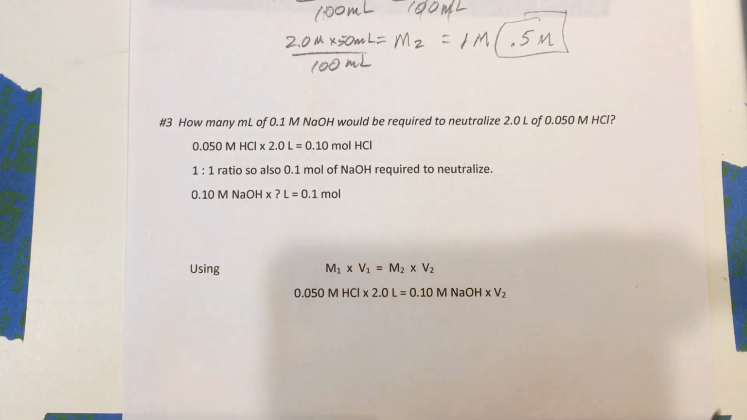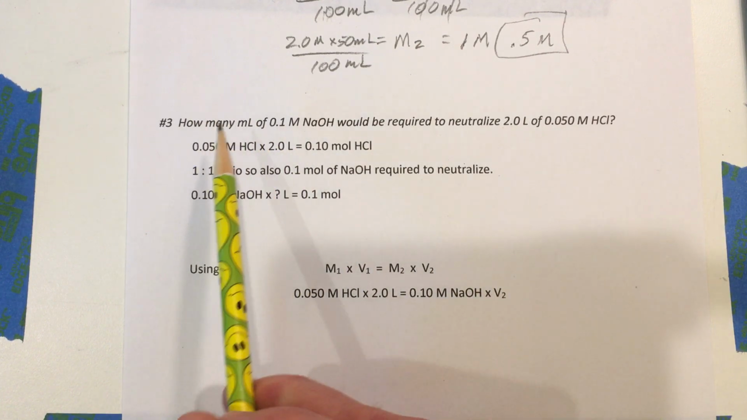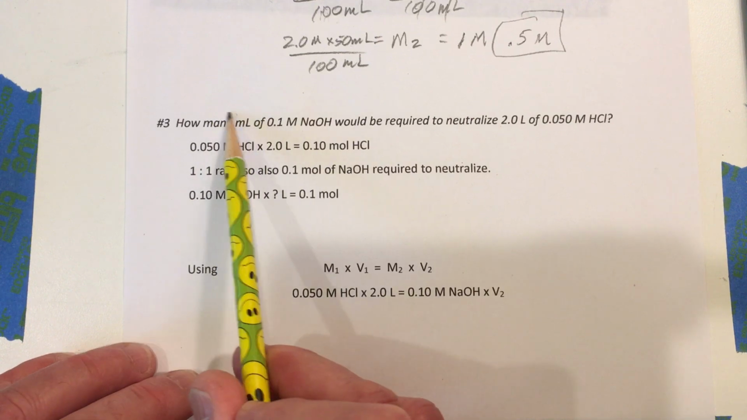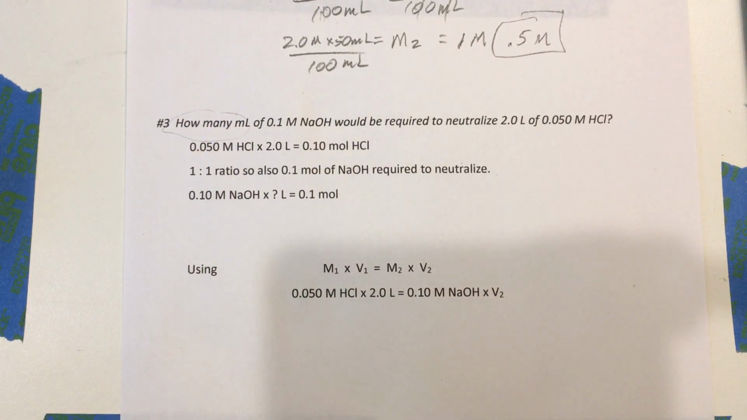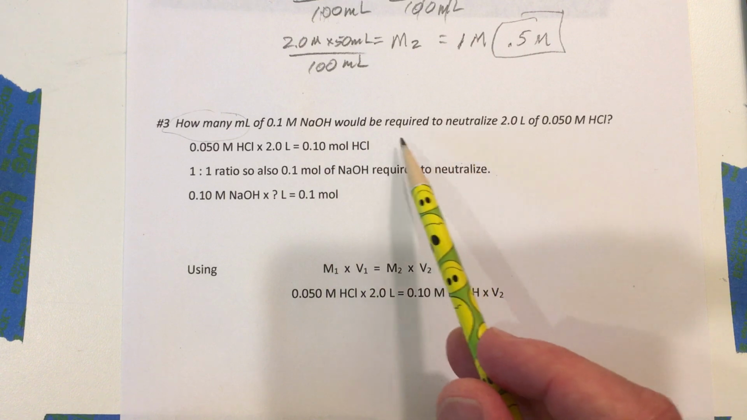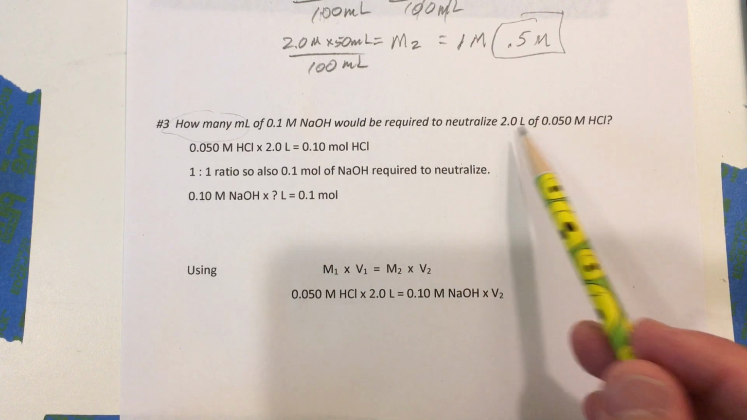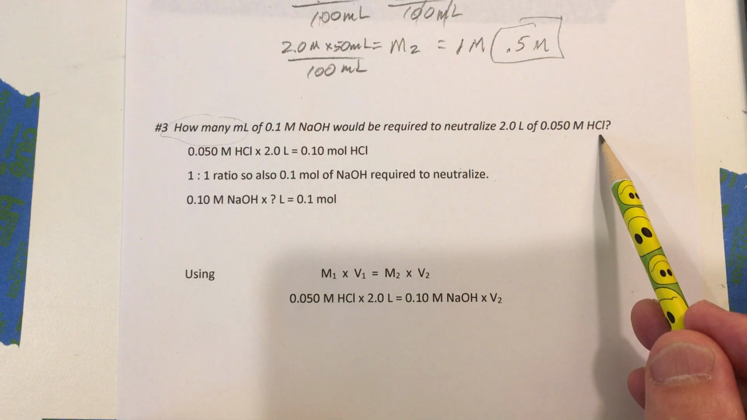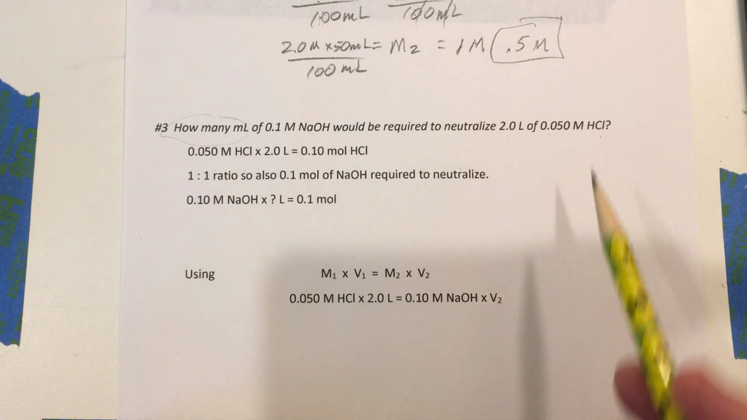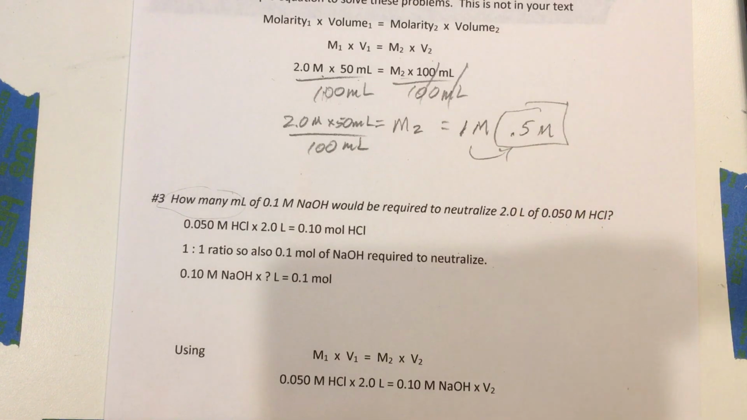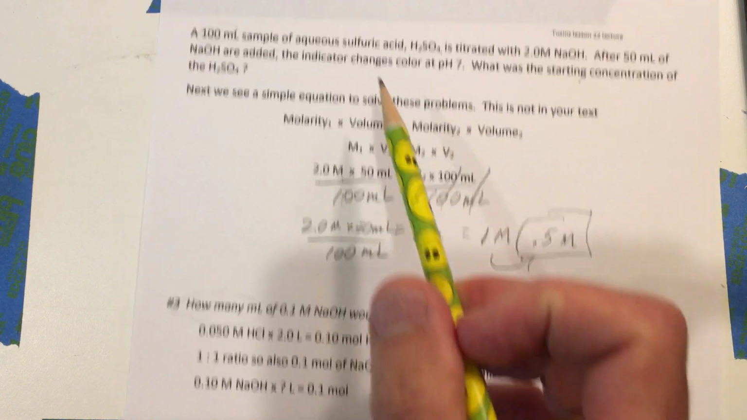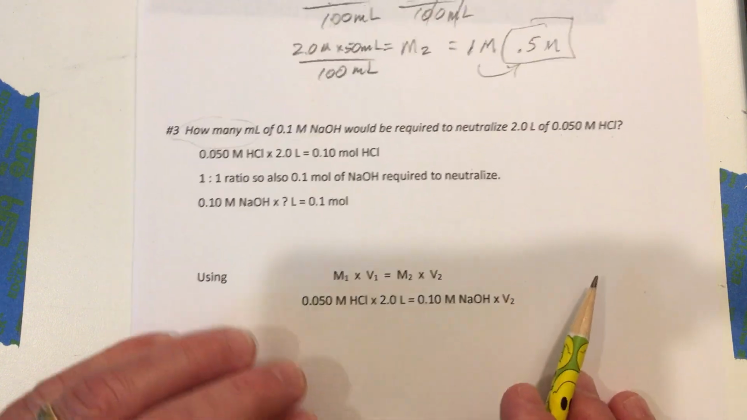In this question, instead of finding the molarity, this is problem number 3. This is actually one of the homework problems. It's asking how many milliliters of 0.1 molar sodium hydroxide would be required to neutralize 2 liters of 0.05 molar hydrochloric acid. Now this problem is a little easier because we don't have to worry about changing the molarity because of 2 hydrogens. There's just 1 hydrogen here. So this will be quite easy.